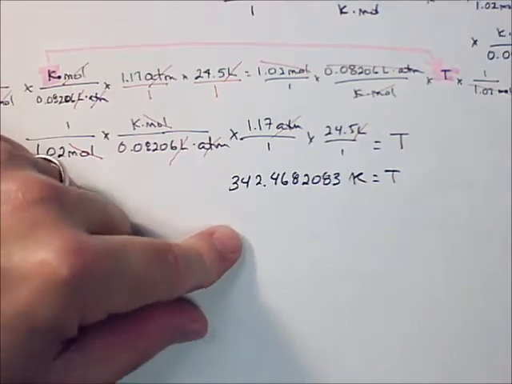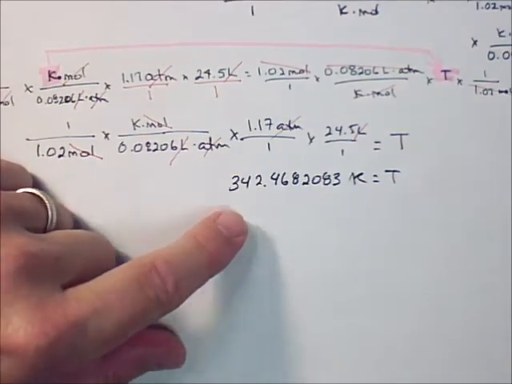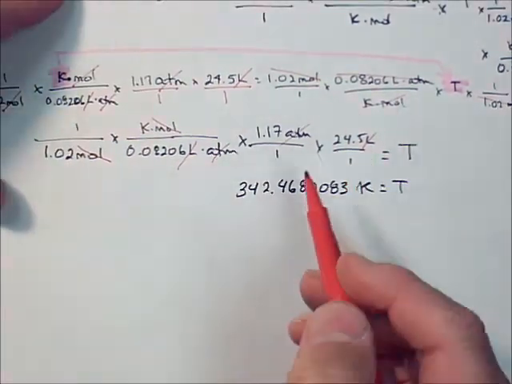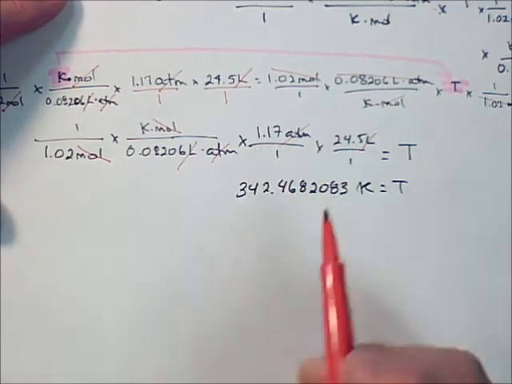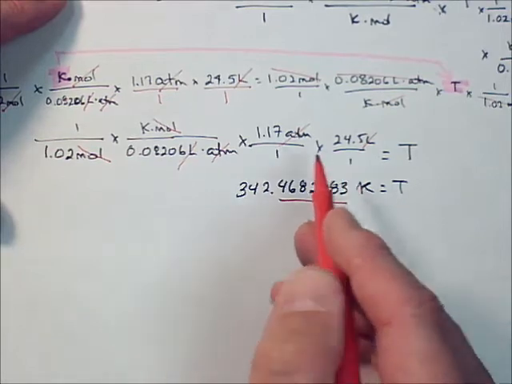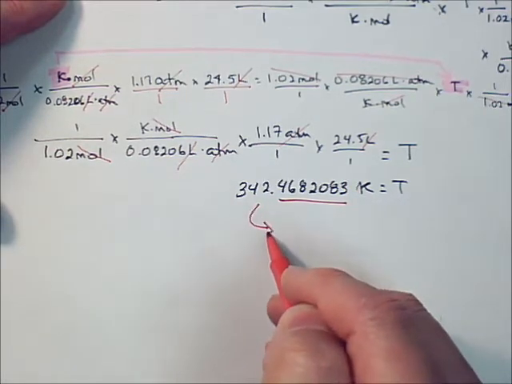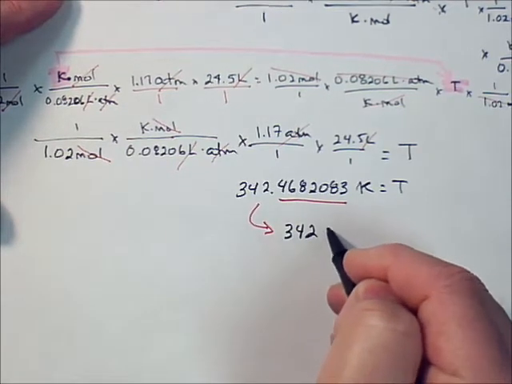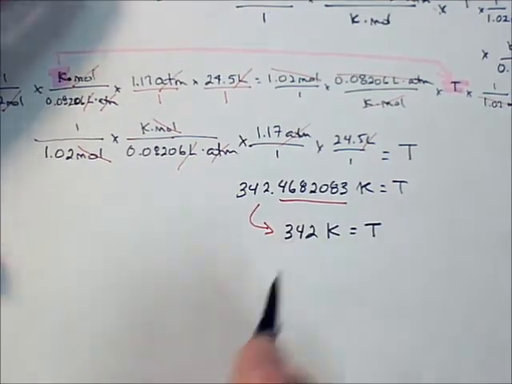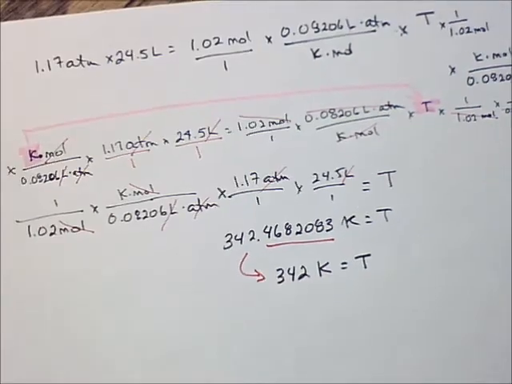We can round this off here or in the next step. I'll tell you about that in a minute. We have 3 significant digits here, here, and here. Those are the least significant digits. Let's round it off to 3 significant digits. So 342 K equals T.